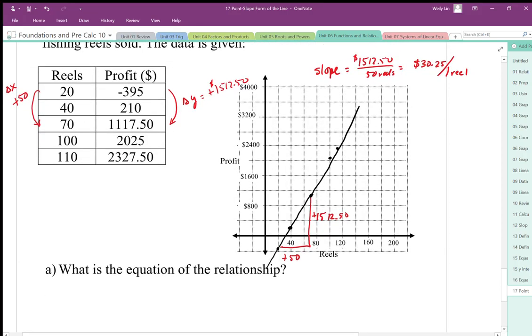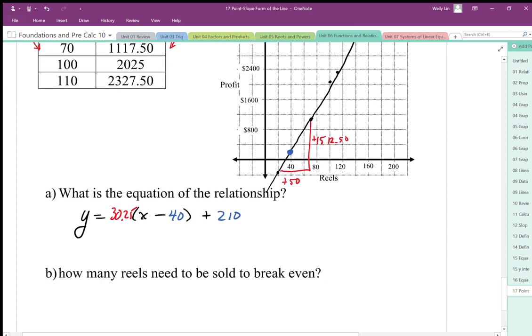I don't have the y-intercept, so I'm just going to write this equation in point slope form. This is not the mx plus b, this is my point slope form. So m is going to be my slope, or $30.25 per reel. This is going to be some coordinate. I'm just going to choose a nice coordinate. So 40, 210 looks pretty good. So I'm going to choose that point. So x is 40, y is 210. There's my equation. I'm done.